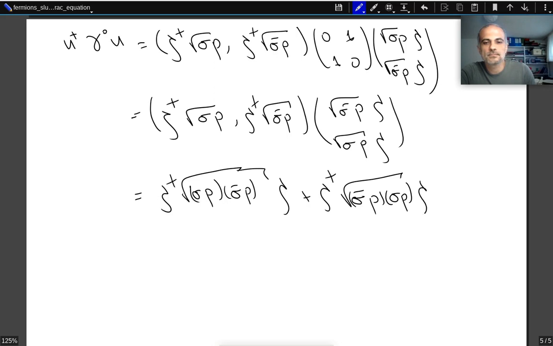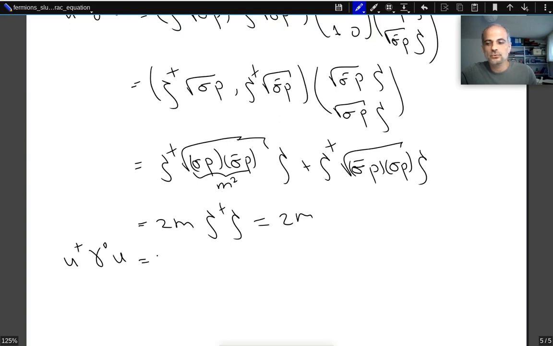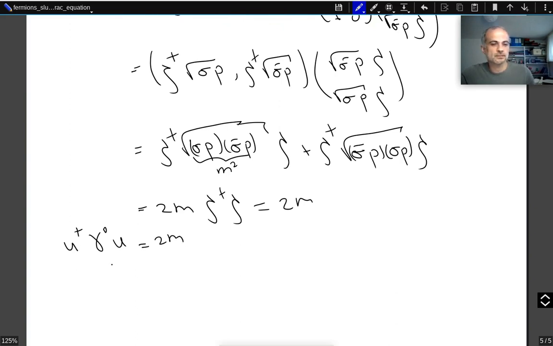sigma p psi. Now you see in these two terms, sigma and sigma bar, their positions are different, but we know that sigma p and sigma bar p commute with each other, and so these two terms are the same. And you can also say that since this product is m squared, the square root is m, so this is 2m psi dagger psi, which is equal to 2m. So you see that u dagger gamma 0 u is equal to 2m, which is a Lorentz scalar.